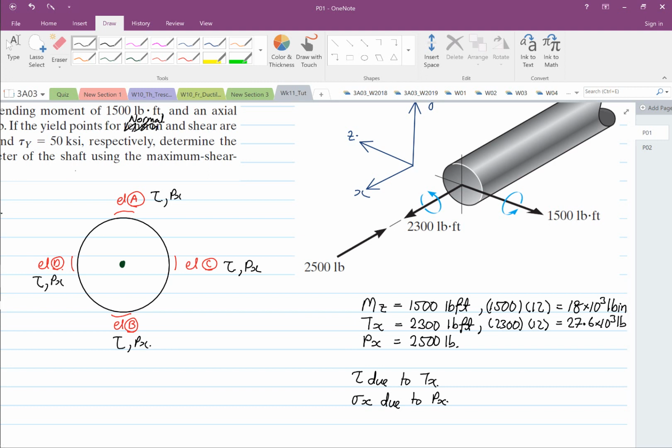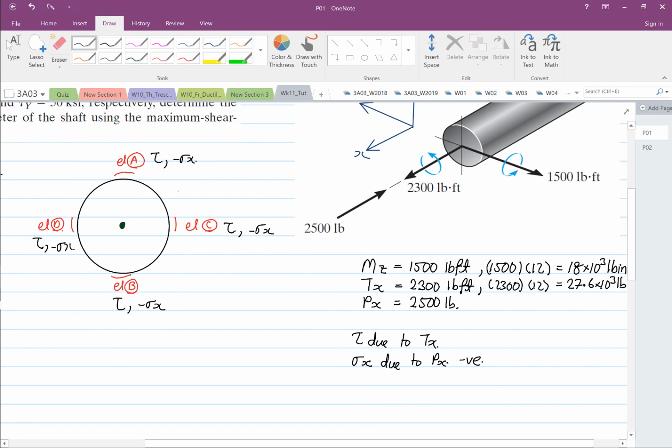And the normal stress will be negative, in compression. Sorry, not Px, the normal stress, I do apologize. So the normal stress will be negative due to axial loading. So this is negative.